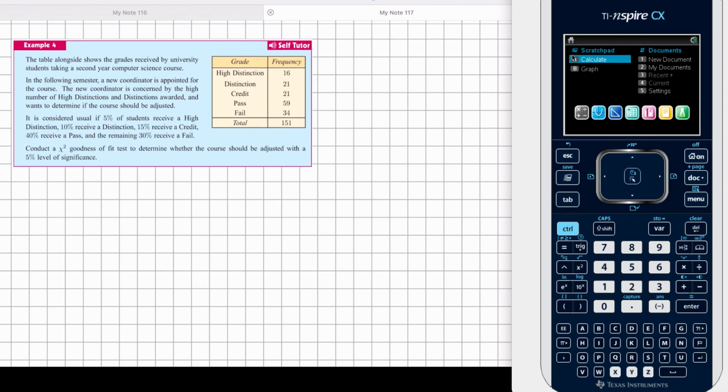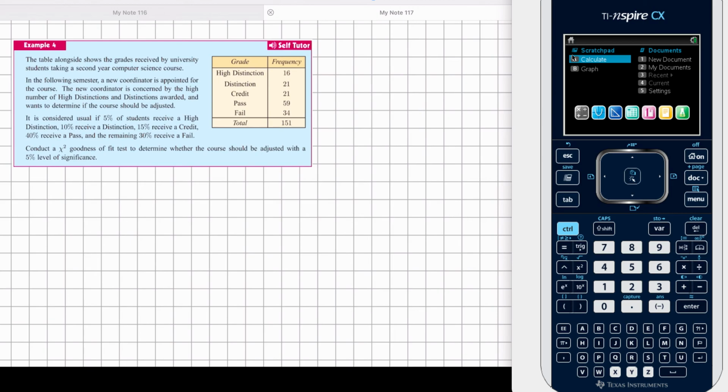The new coordinator is concerned by the high number of high distinctions and distinctions awarded. Well, they could just be working really hard. The coordinator wants to determine if the course should be adjusted. It is usually considered that 5% of students receive a high distinction, 10% and so on. They conduct a chi-square goodness of fit test to determine whether the course should be adjusted, with a 5% level of significance.